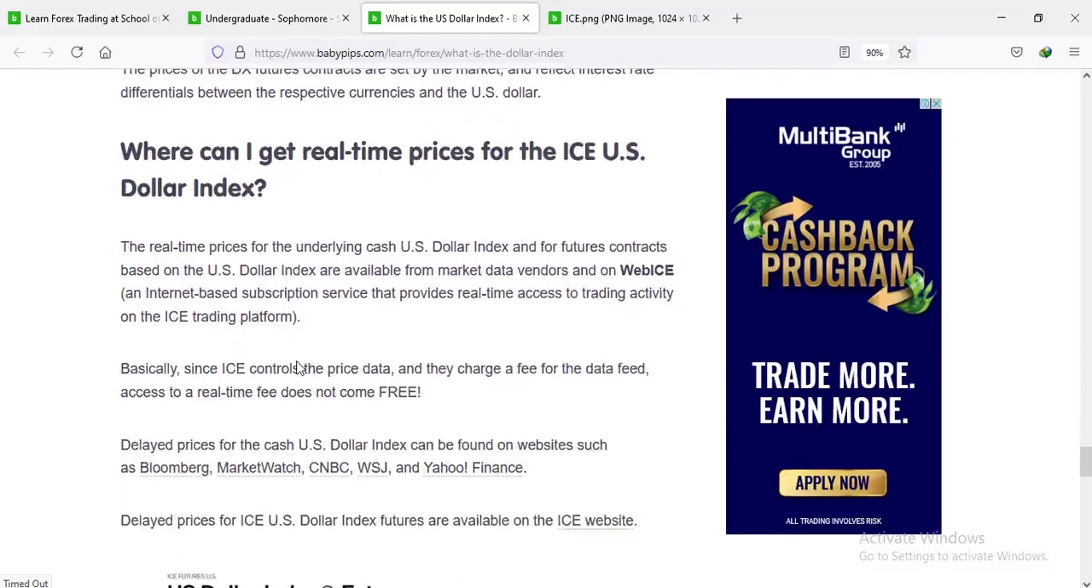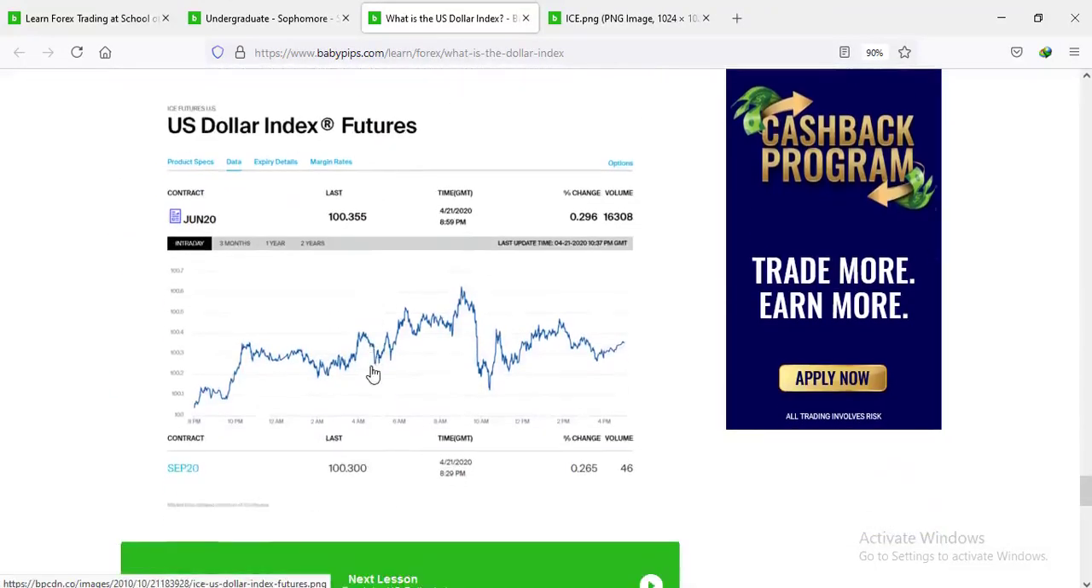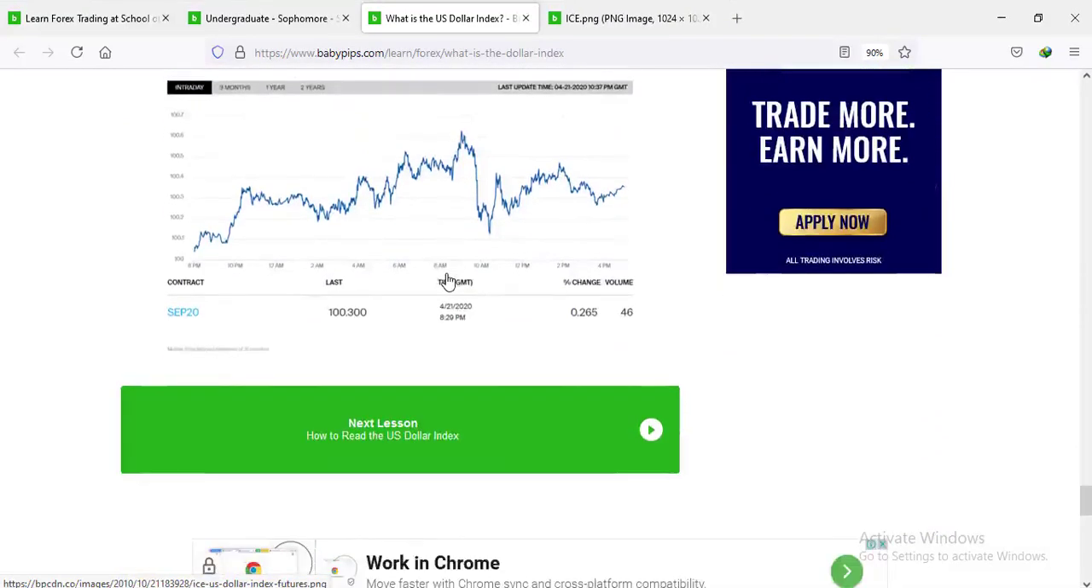Okay, so where can I get real-time prices for the ICE US dollar index? You can get real-time prices at Bloomberg, MarketWatch, CNBC, Wall Street Journal, and Yahoo Finance. Okay, and here's an example of the US dollar index futures. Okay, so that is what the US dollar index is all about. So without further ado, let's move on to the next lesson on how to read the US dollar index.